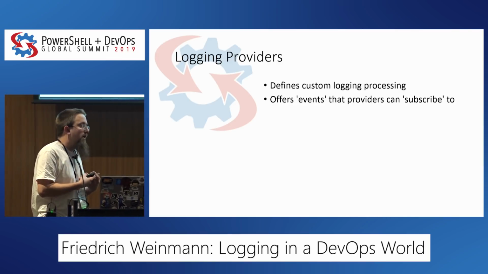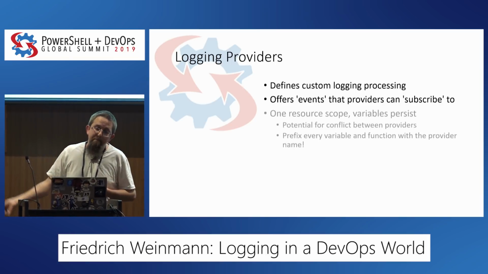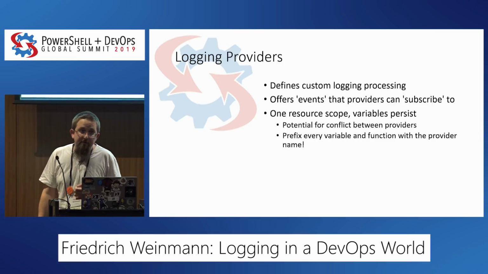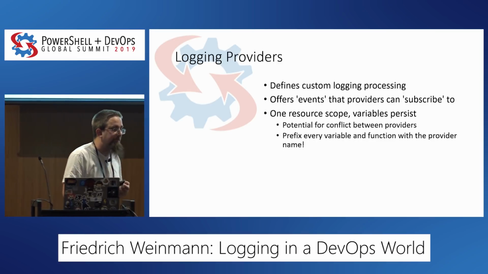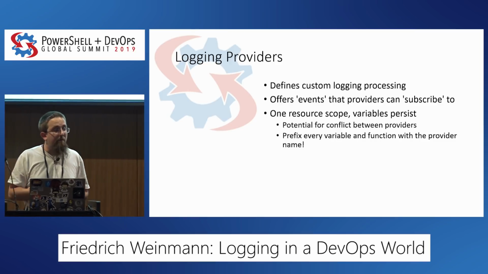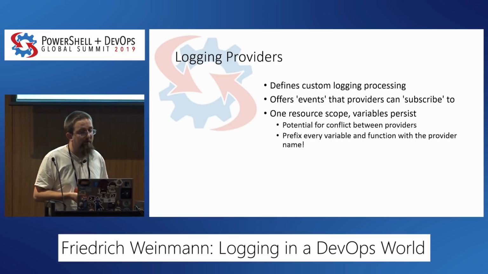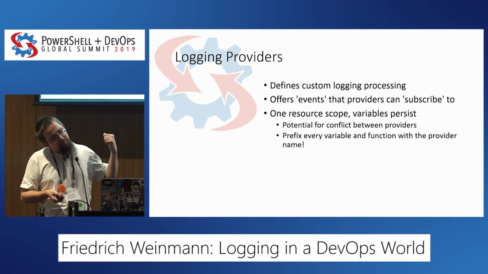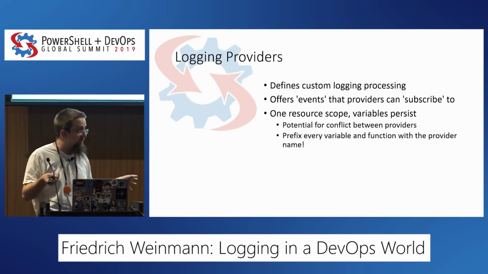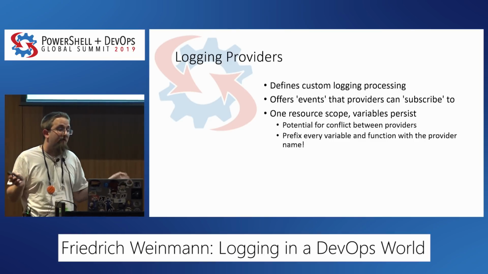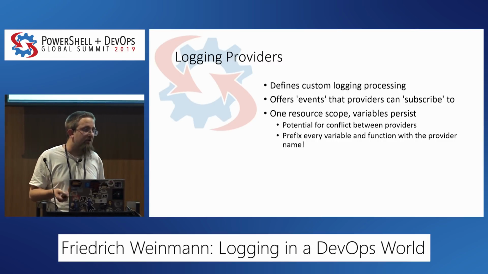There is one big gotcha, and it's important enough to me that I point it out right here, right now. All resources in the logging scope, all logging providers are executed in the same scope. So you have the potential conflict to override variables if you use generic variables. If you scope every variable and every function, prefix it with the provider name, you're on the safe side. That's basically the policy. That's the one gotcha.